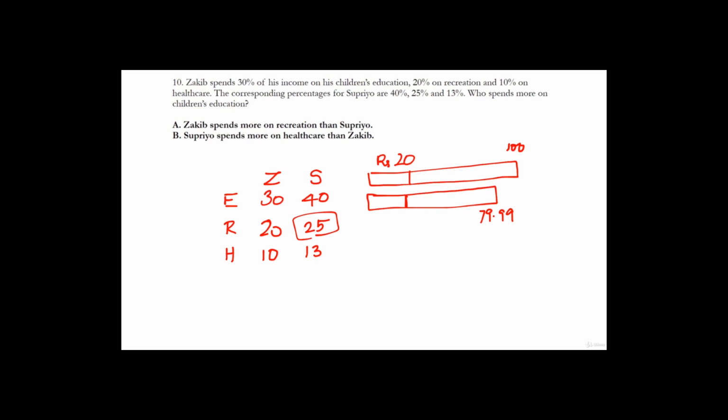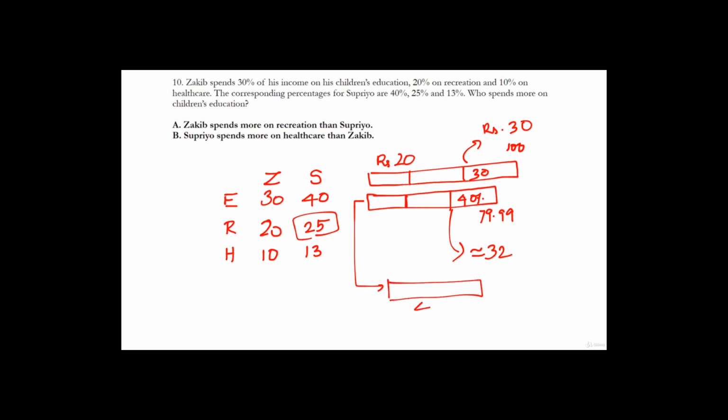And what is 40% of this value? 40% of this value, 79.99, is approximately equal to 32. And 30% of Zakib's salary will be approximately equal to rupees 30. So in that case, Supriyo is spending more on children's education.